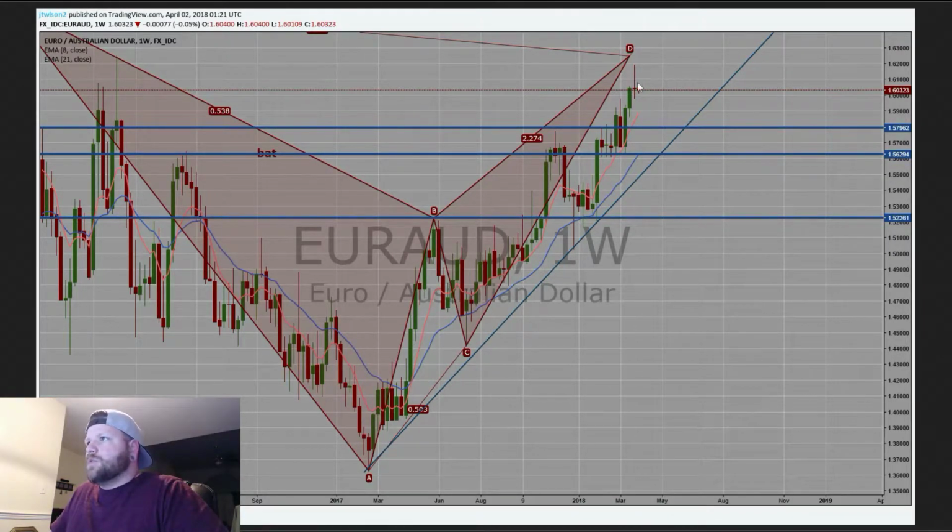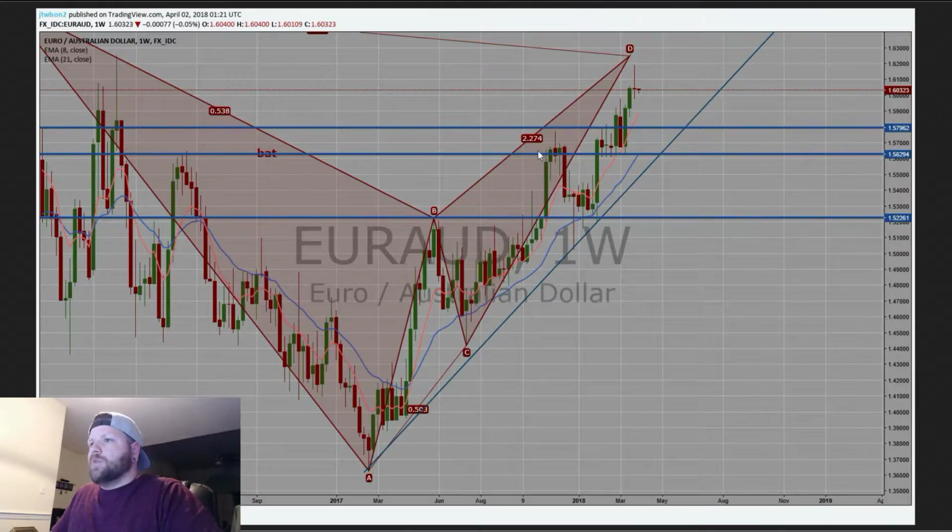Alright, next up is EURUSD, the weekly time frame. Last week's candlestick was this pin bar doji. We did get very, very close to completing this bat, but it has not completed yet. So we could get a retracement to retest one of these levels, or even a retest of this trend line before that bat pattern completes.